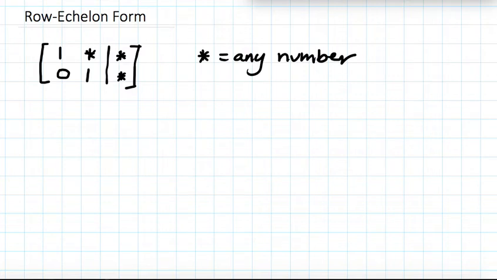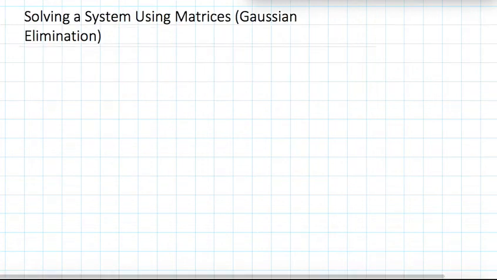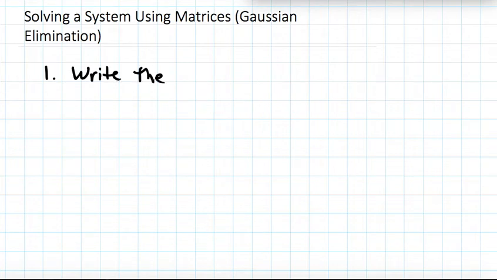So when we're solving a system using matrices, what we're going to do is turn our matrix into a matrix that is in row echelon form. And this process is also called Gaussian elimination. So if you're looking up videos or Googling to help you with this concept, then that's a good thing to look up. So the first step in doing this process is to write the system as an augmented matrix, which we talked about in the last video.